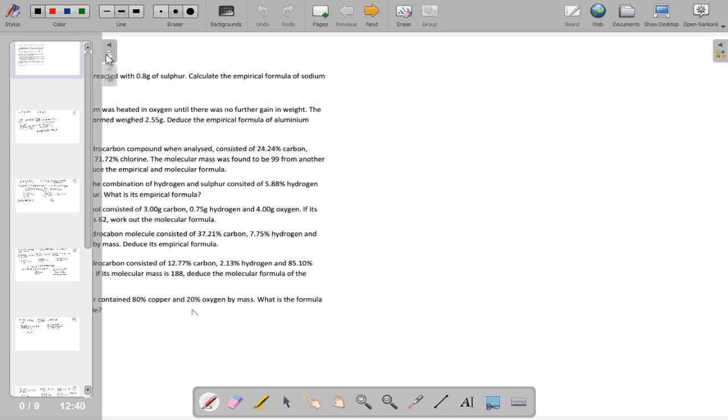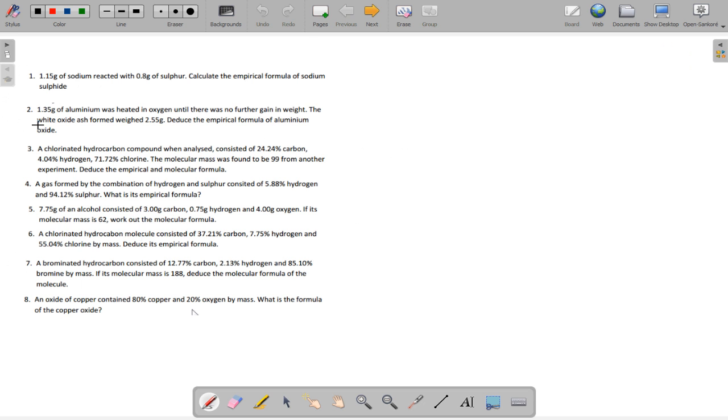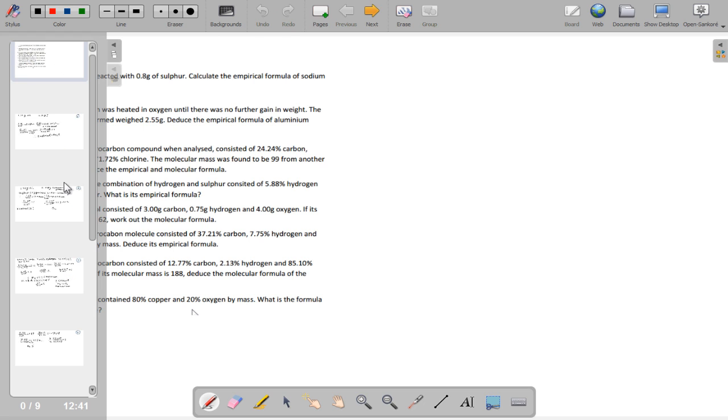And for question 2, 1.35 grams of aluminium was heated in oxygen until there was no further gain in weight. The white oxide ash formed weighed 2.55 grams. Deduce the empirical formulae of aluminium oxide. So, give me a quick pause.